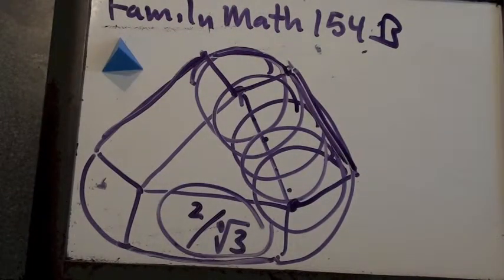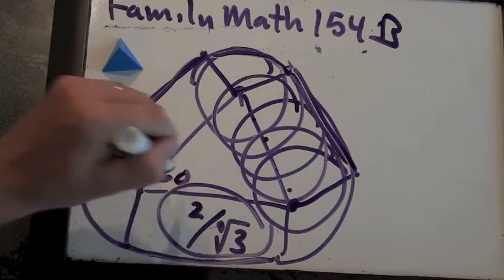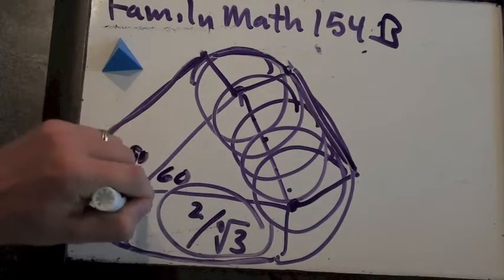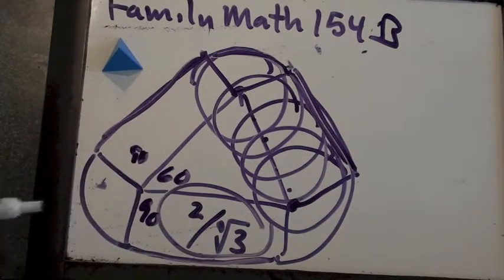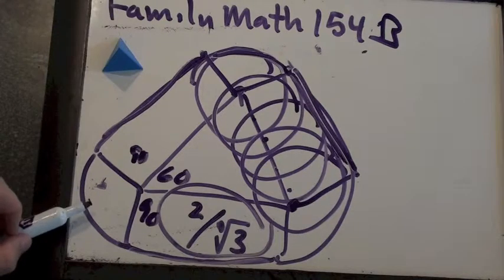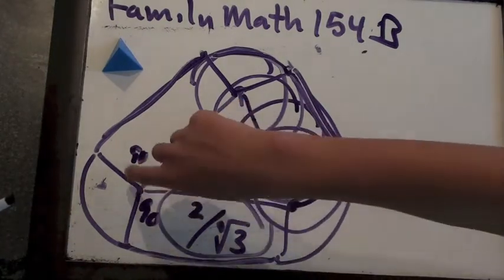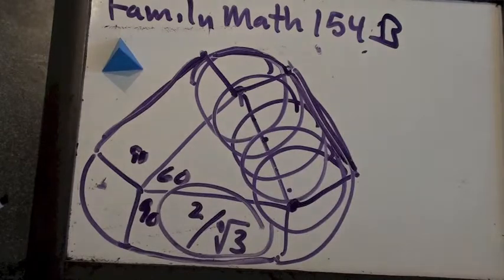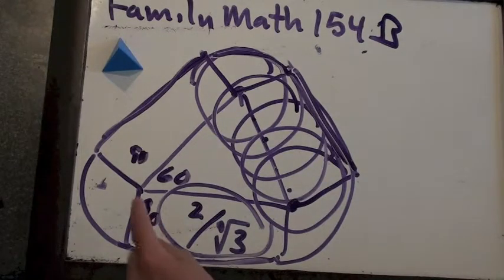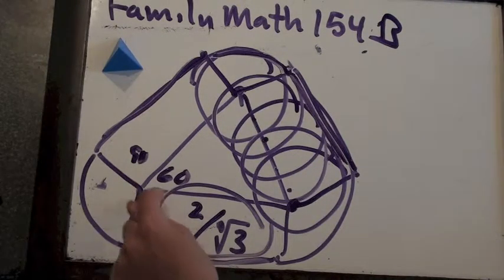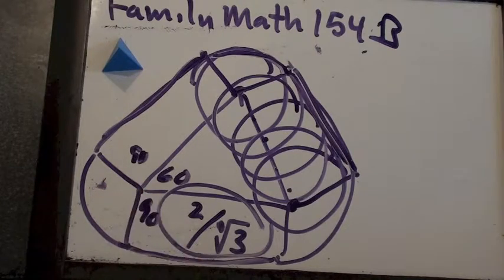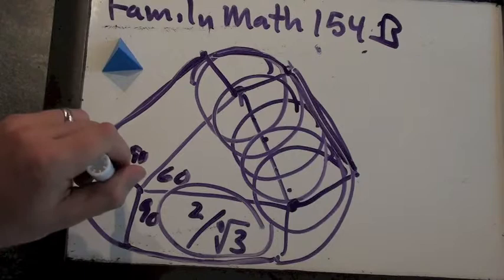This is a 60-degree angle. This is a 90-degree angle. That's a 90-degree angle. And that makes this 60 because of our opposite angle rule. What's 60? This? No, the lines don't extend right. How can we figure out what this angle is?